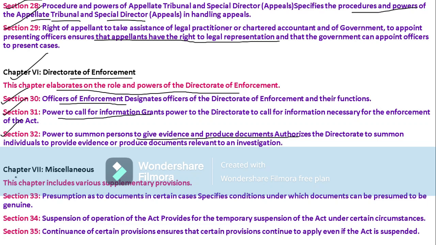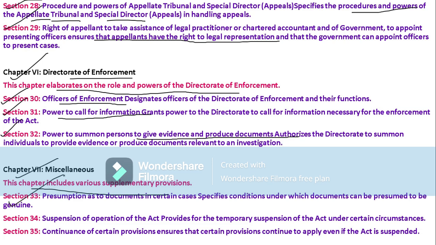If we see miscellaneous, what does miscellaneous mean? This chapter includes various supplementary provisions. Sorry, there are seven chapters here overall. This is chapter 6, and this chapter includes various supplementary provisions. Miscellaneous means other than the chapters explained above, so the remaining aspects can be studied under this miscellaneous chapter.